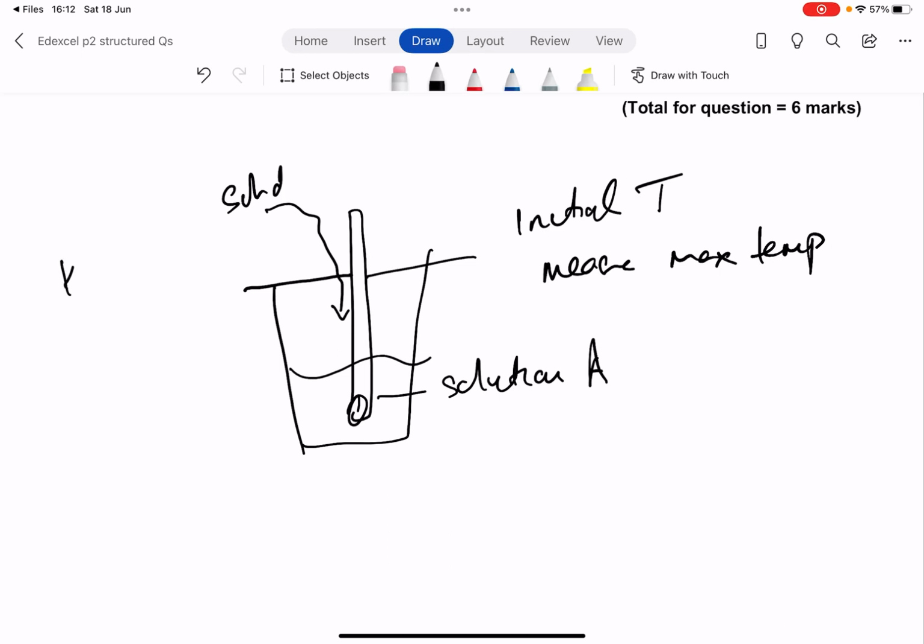So an acid-base reaction between hydrochloric acid and sodium hydroxide is exothermic. Copper sulfate and zinc, a metal displacement reaction, is again exothermic. Two very common reactions that they do ask about.